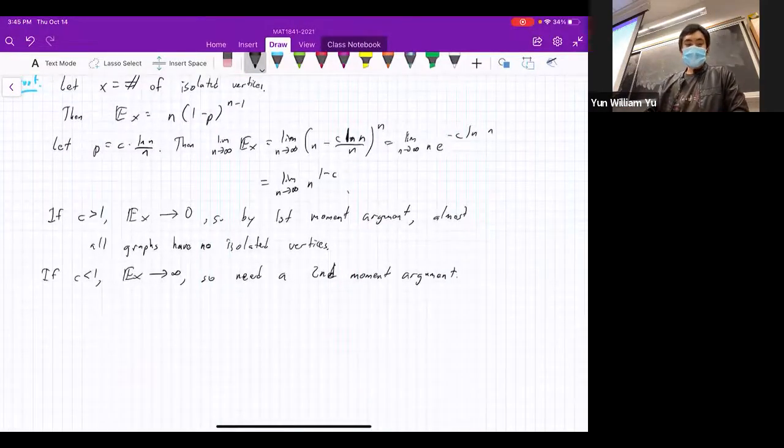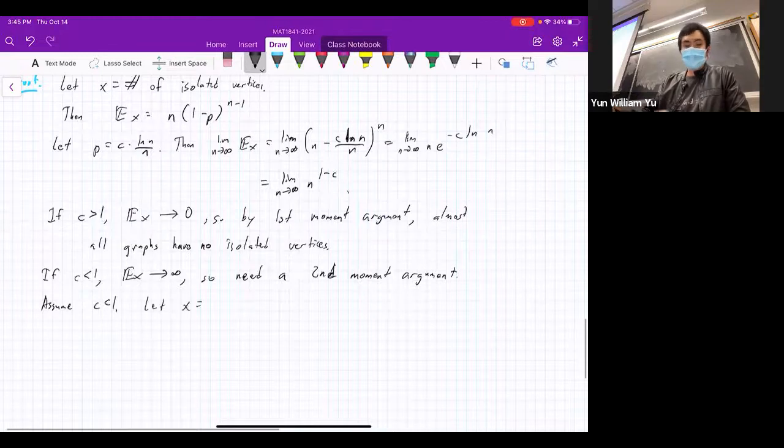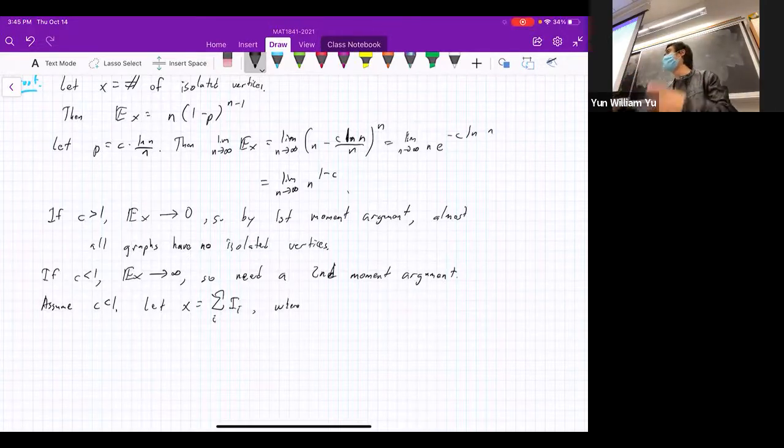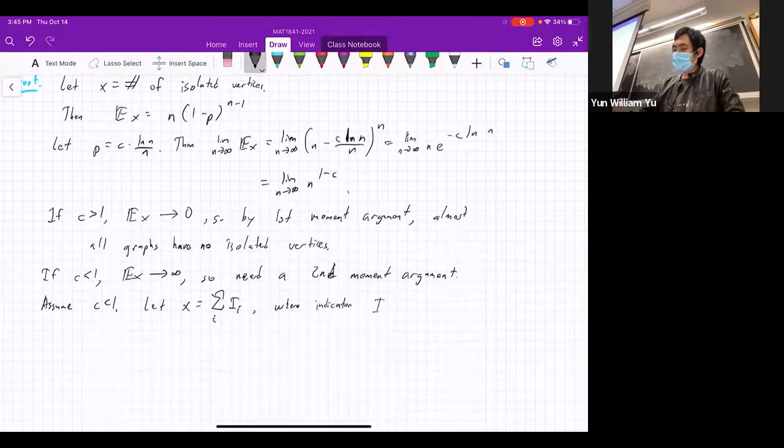Okay, but for c less than 1, we need the second moment argument. So let's start by assuming that c is less than 1. We're going to let x be equal to the sum over all i of I sub i. That's actually a really terrible name, but it's the indicator variable for each vertex being isolated, where indicator I sub i is equal to 1 if i is isolated, not "is elated", and 0 else.